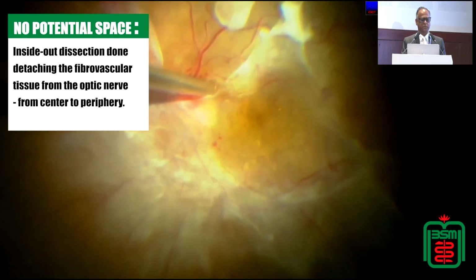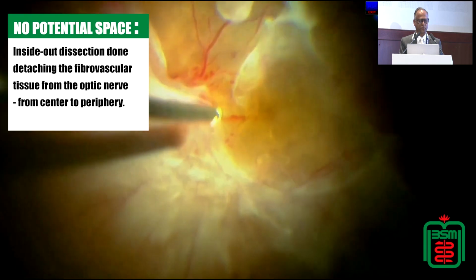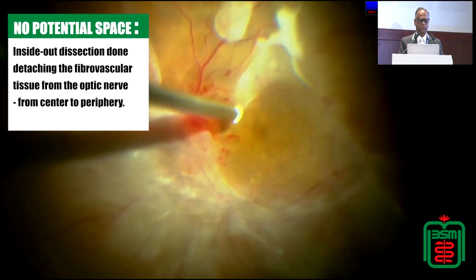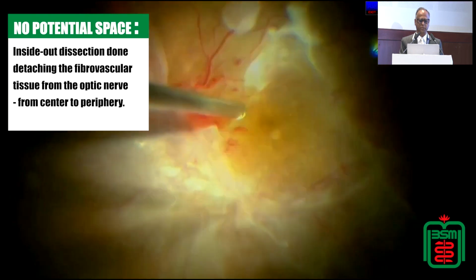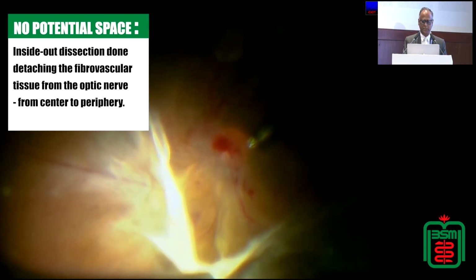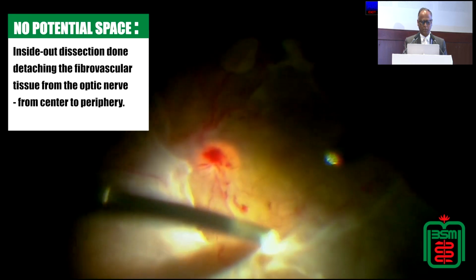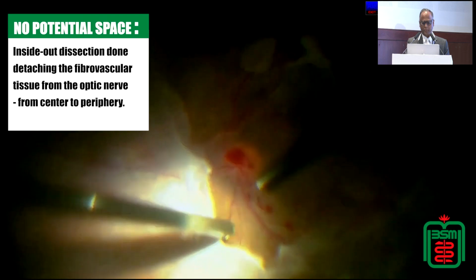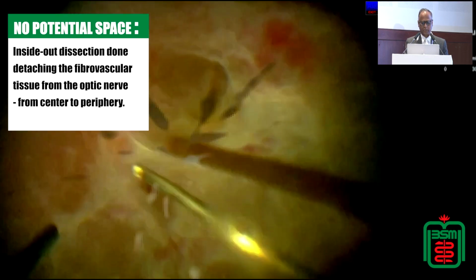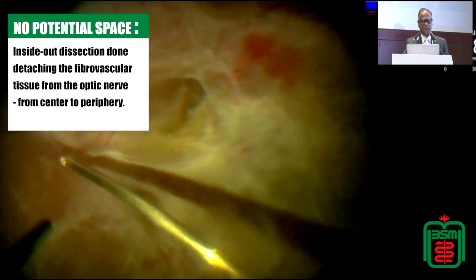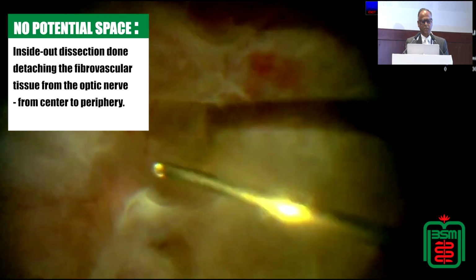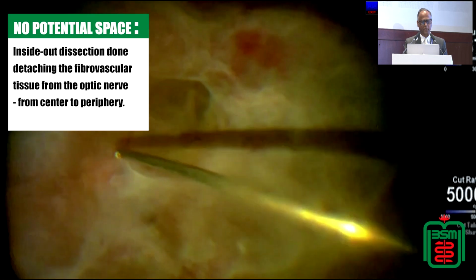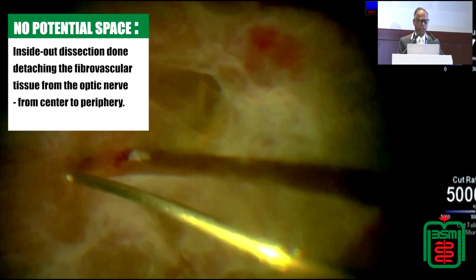This inside-out dissection is done by detaching the fibrovascular tissue from the optic nerve, from the center to the periphery. This is important in some cases if there is no potential space. This is another case where we used suction and then the cutter and removed the membrane slowly. This is another case with dense adhesion; you can remove the adhesion with suction, then find the plane and cut with your cutter.